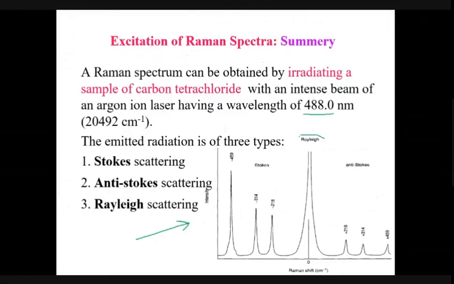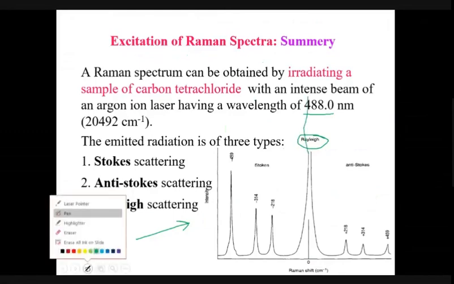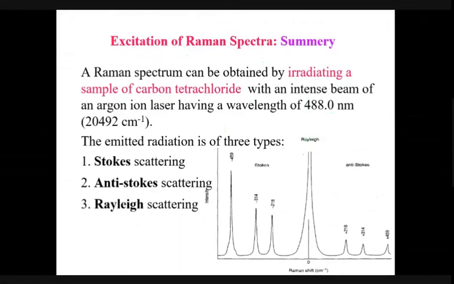You can see Rayleigh scattering over here, which has got maximum intensity. It is going way up off the diagram, its peak would be found somewhere up there. Okay, the most intense scatterings are Stokes scattering after Rayleigh scattering, and then you get anti-Stokes scattering.